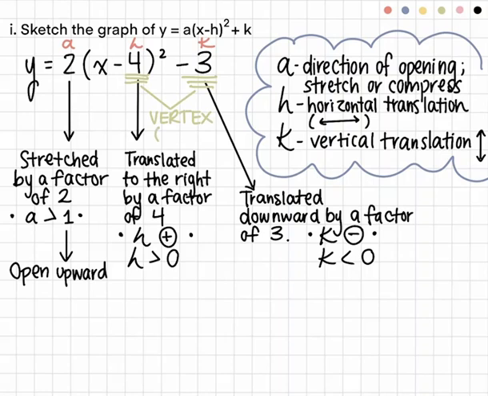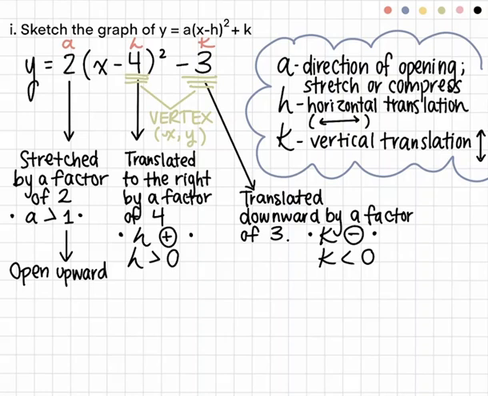So our vertex represents x and y. Now you have to remember the x value here is 4, positive 4, right? And then the y value is negative 3. So from all of this, we can now graph our parabola.